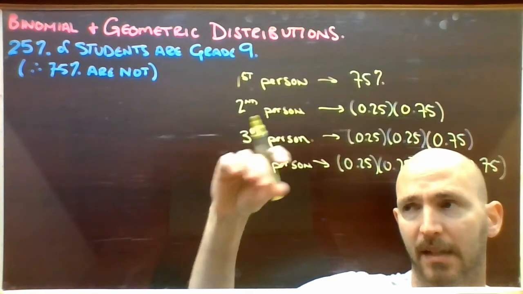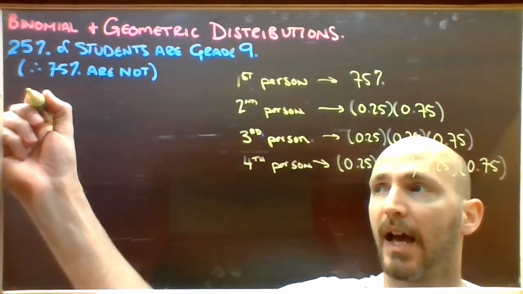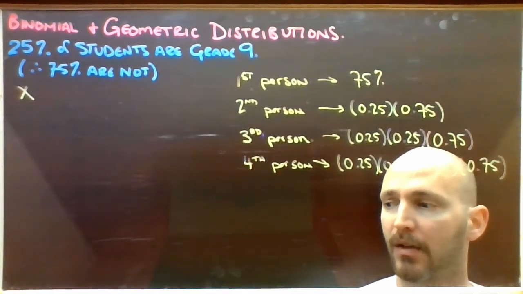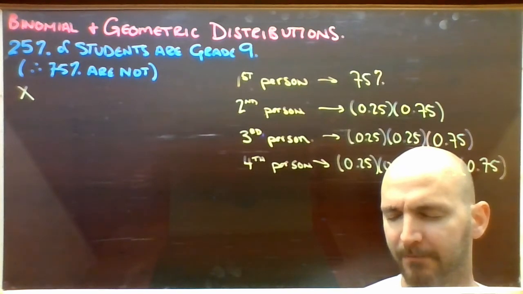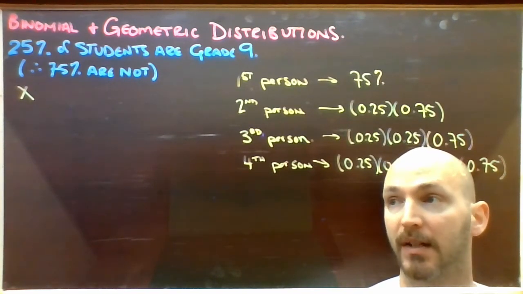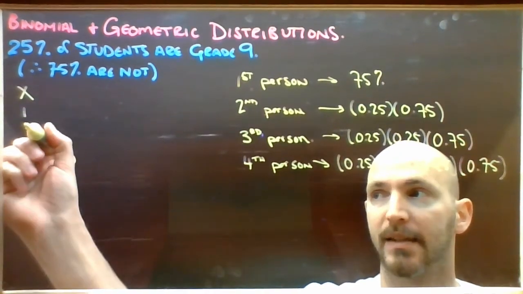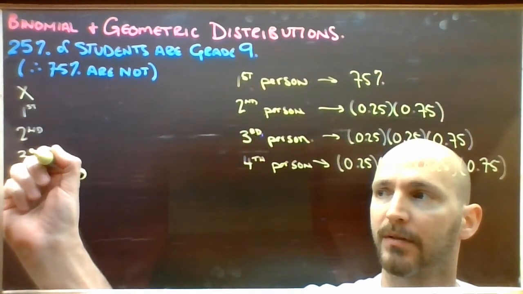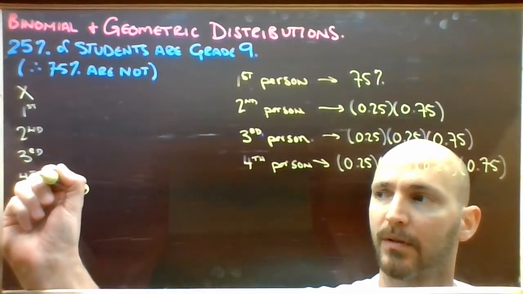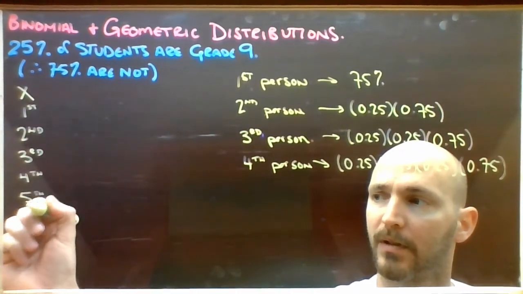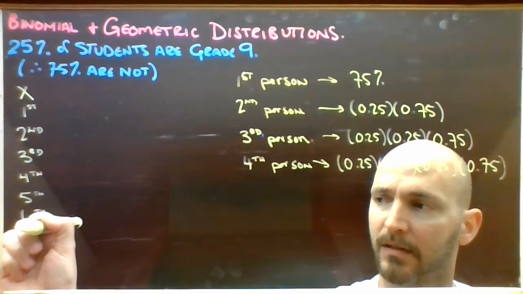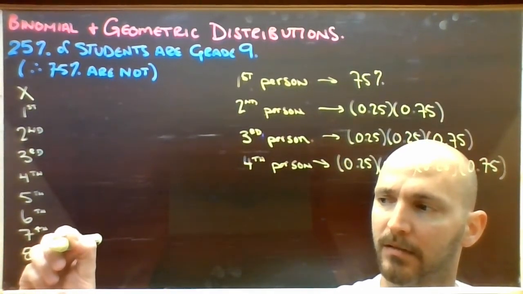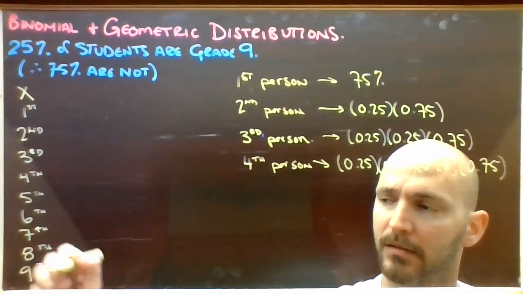So I'm going to take this and I'm going to put it into a chart. So x, that'll be the variable, that's going to be the ranking of the person I find who's not a grade 9. Is it the first person? Is it the second? The third? The fourth? The fifth? The sixth? The seventh? The eighth? The ninth? Etc.